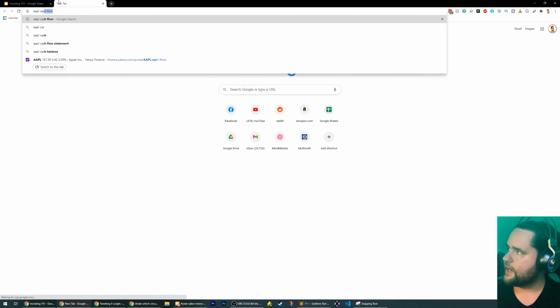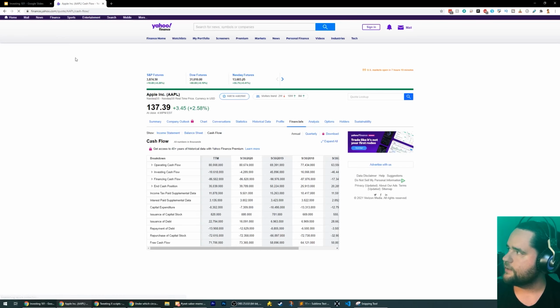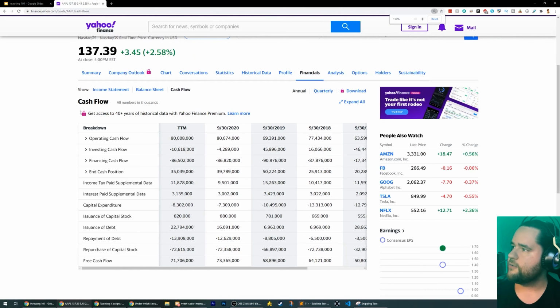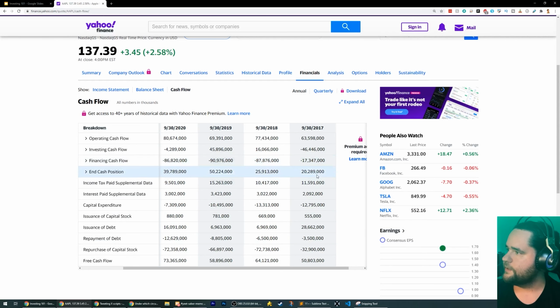So Apple cash flow. If you Google Apple cash flow, then the first link for me is the cash flow statements summarized by Yahoo Finance. Yahoo Finance is a great resource for this kind of stuff. You can expand and collapse so that you can see every single item that's in these nested categories. So if you look at Apple's cash flow statements, you can see their end cash positions.